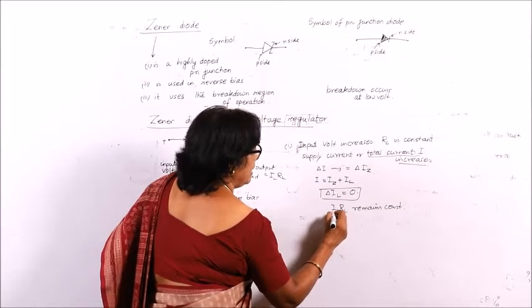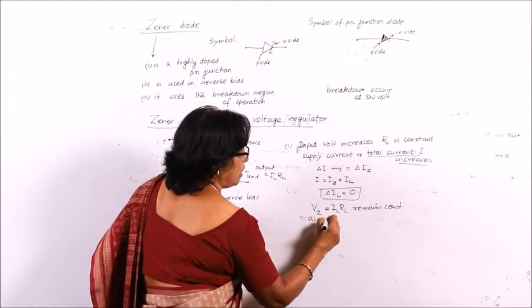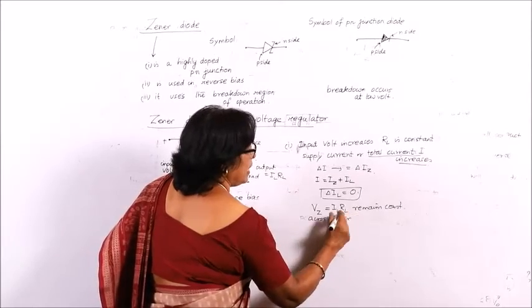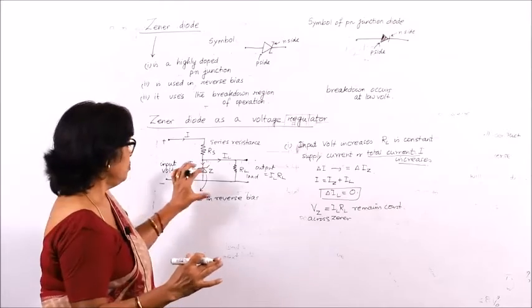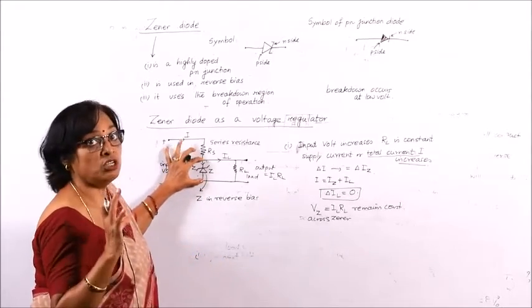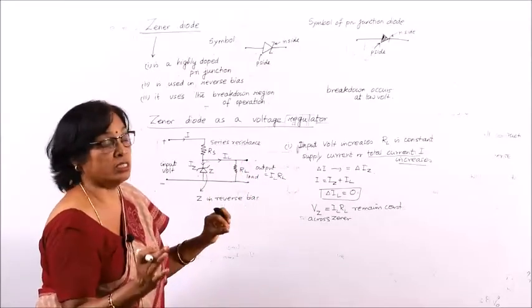In fact, voltage IL RL is also equal to the voltage across the zener. That remains constant, so it will always remain constant. We say that in reverse bias the voltage across the zener will remain constant. This is how the zener controls that thing.